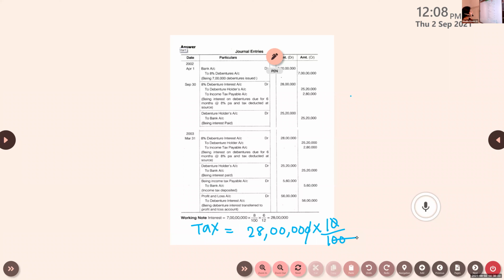Now, how much is the tax paid? 2,80,000 plus 2,80,000. 5,60,000 has to be deposited with the government. Payment has to be made. Income tax payable account debtor to bank.